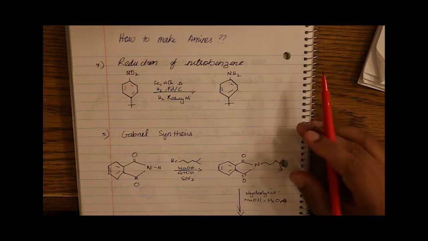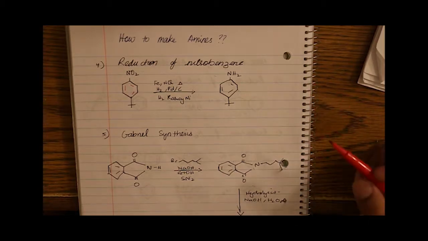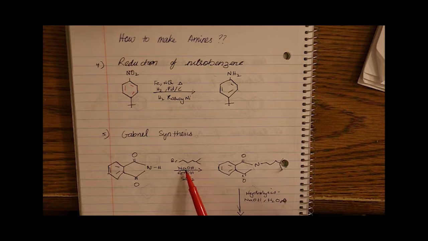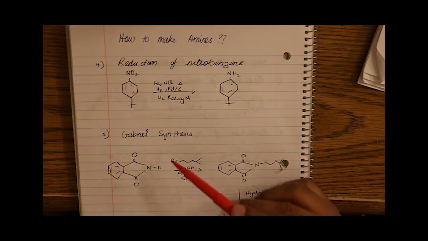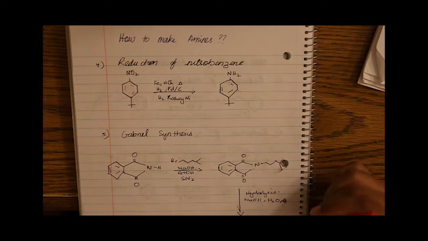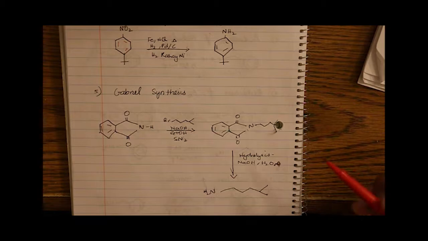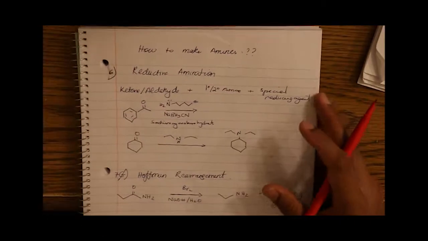Gabriel synthesis. Gabriel synthesis takes place in the presence of strong base, ethanol, and this is an SN2 reaction. We end up with an amine group here. I'm not quite sure how this mechanism happens, but next video maybe I'll figure it out.